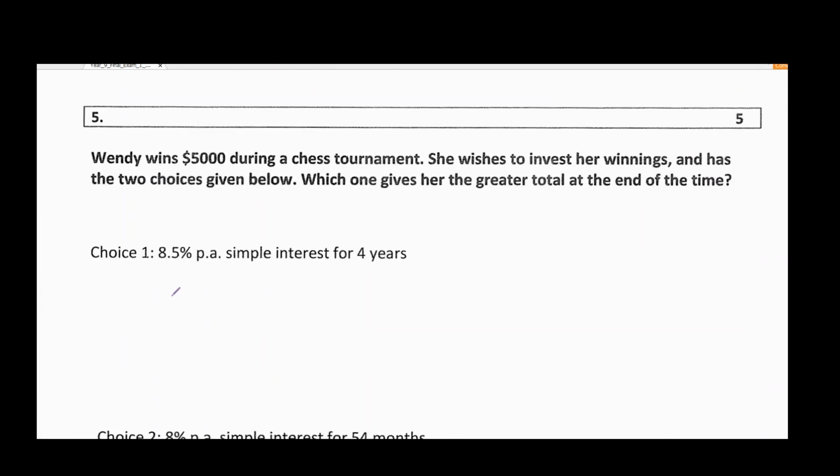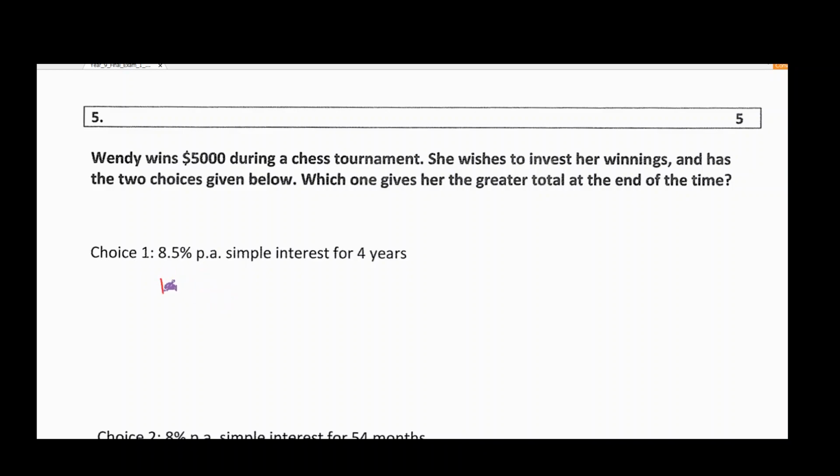Number 5. Wendy wins $5,000 during a chess tournament. She wishes to invest her winnings and has the two choices given below. Which one gives her the greater total at the end of the time? Choice 1, 8.5% per annum, simple interest for 4 years. So let's figure that out.